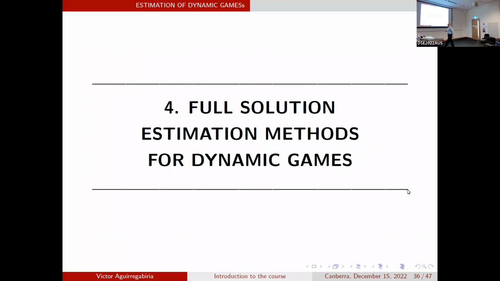Okay, then I'm going to talk again about full solution estimation methods, with focus on the nested pseudo likelihood method. But I think it's important to talk briefly about the maximum likelihood estimation of this type of model, okay?